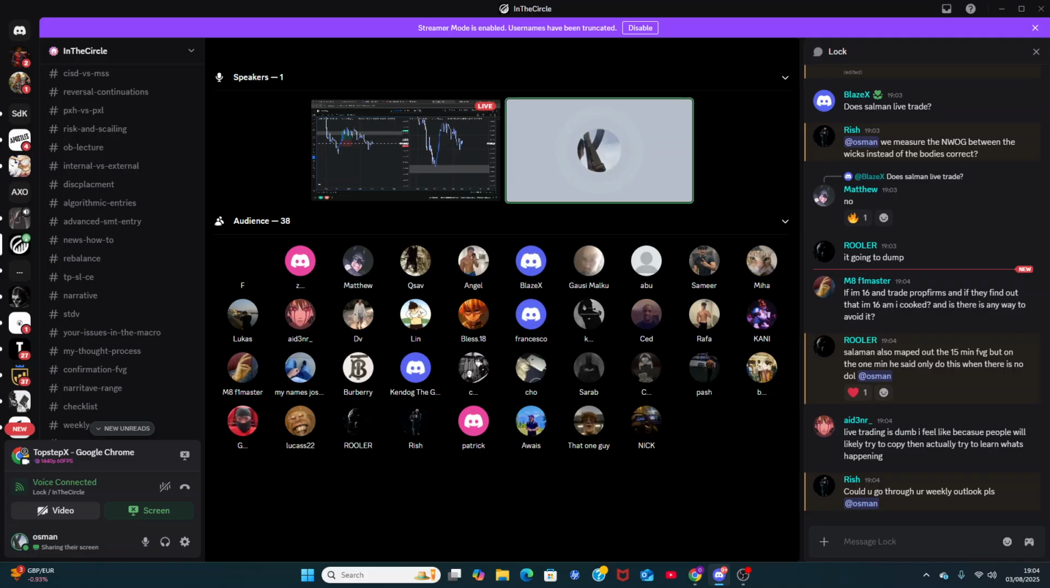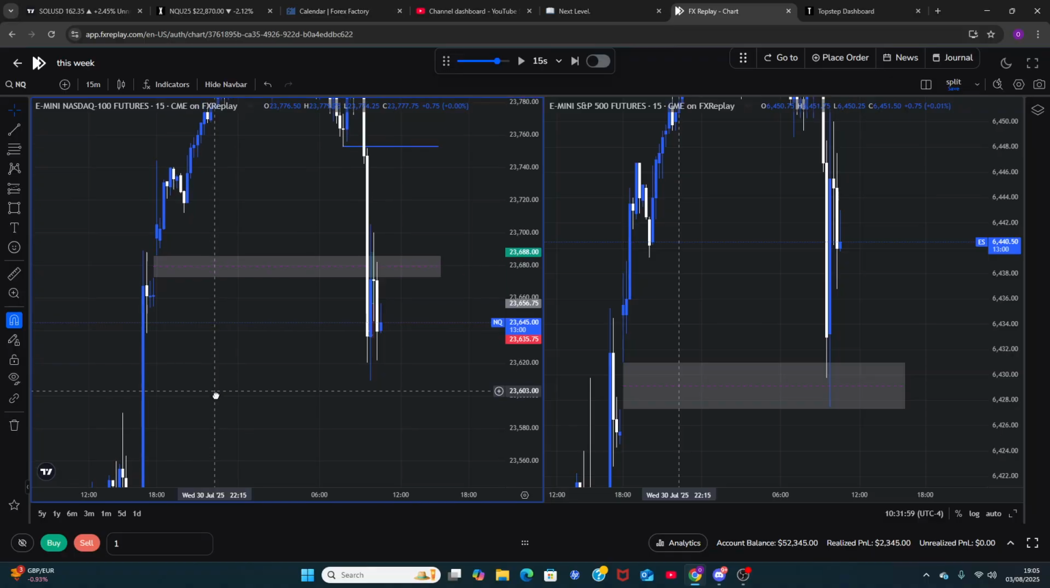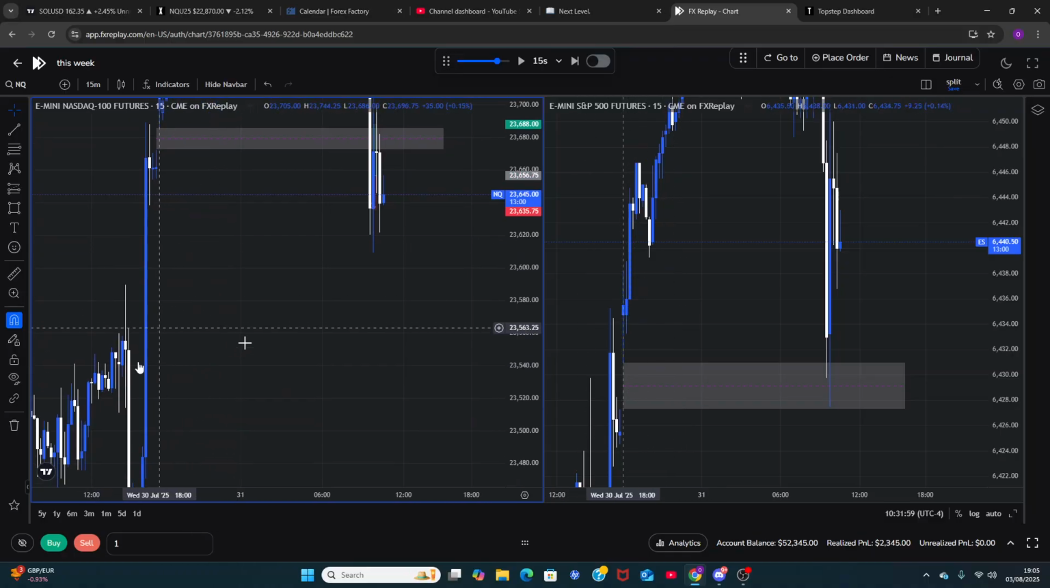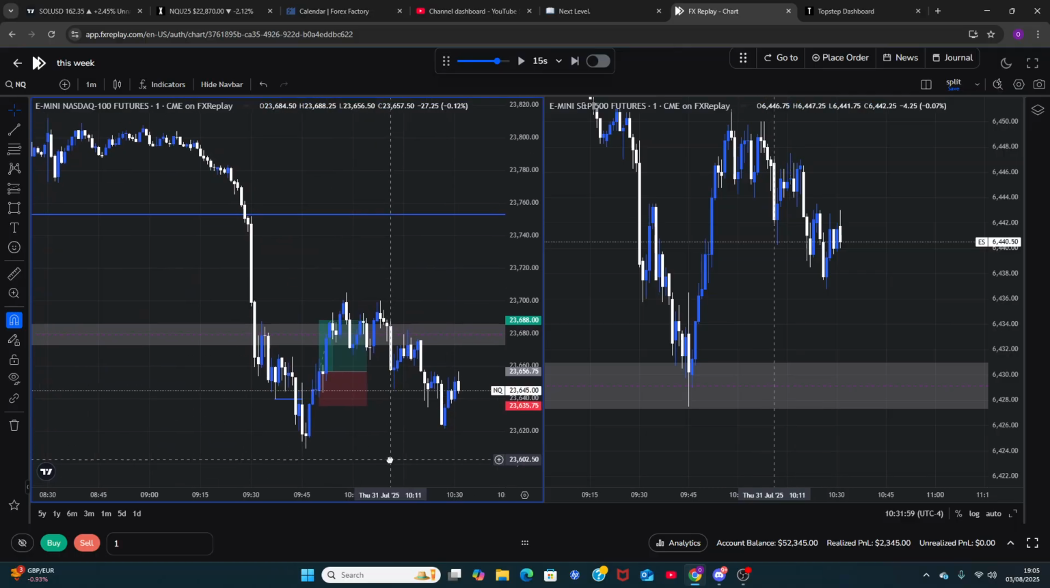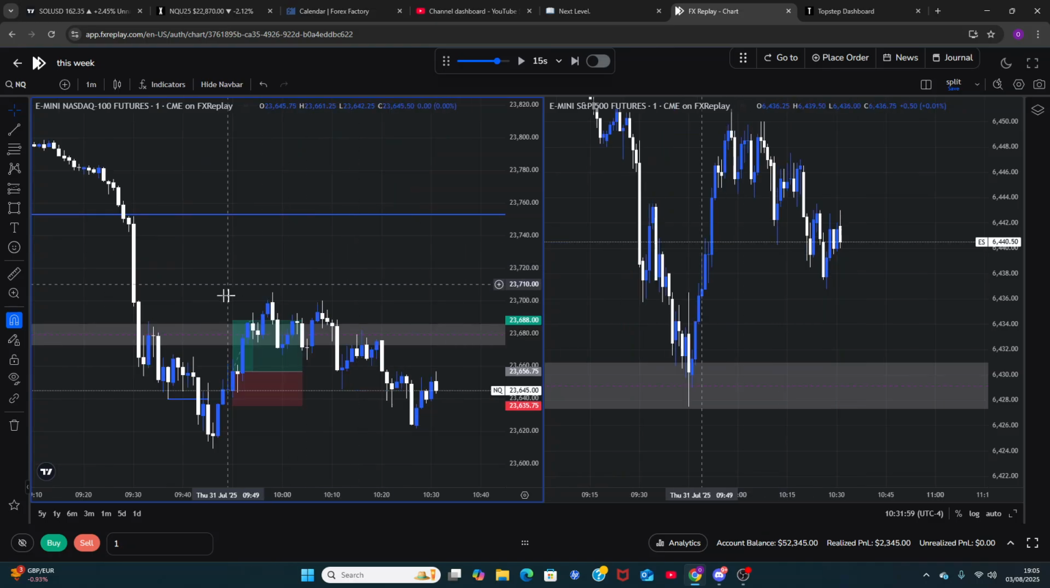Sam also mapped out the 50-minute gap on the 1 minute. He said only do this when there's no DOL. Oh yeah, exactly. You can do this as well. Yeah. This one, this massive one, or this one. You can target that, but you even tap it because it wants to high.